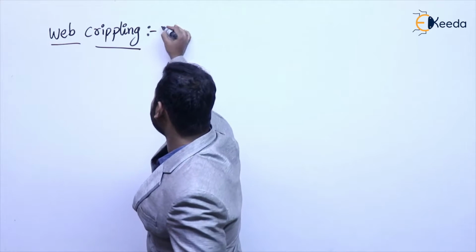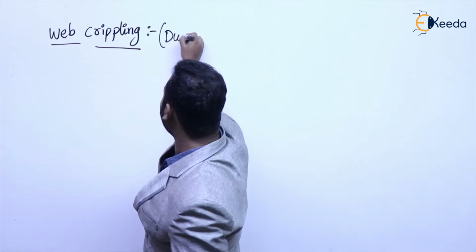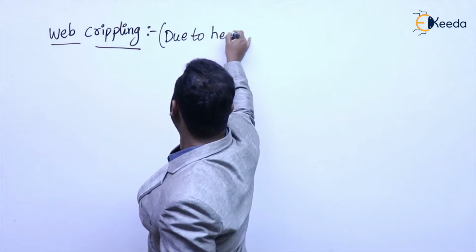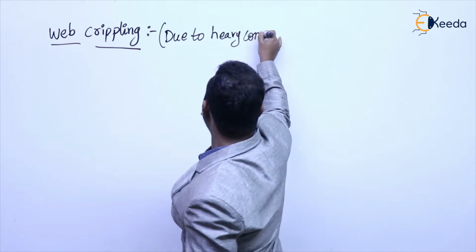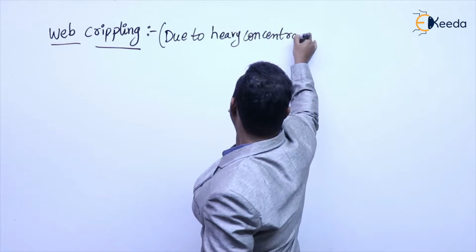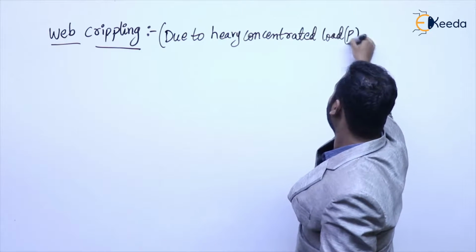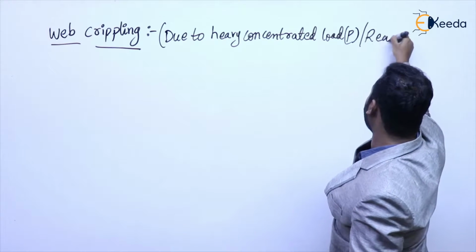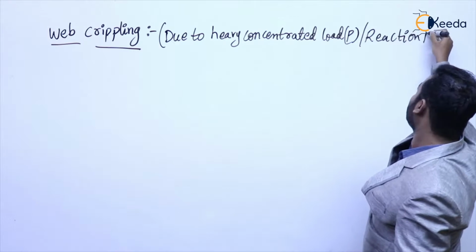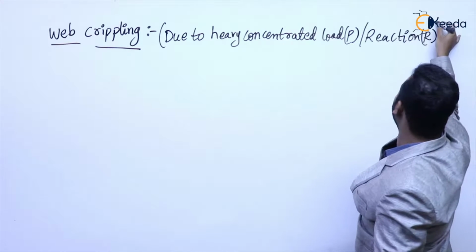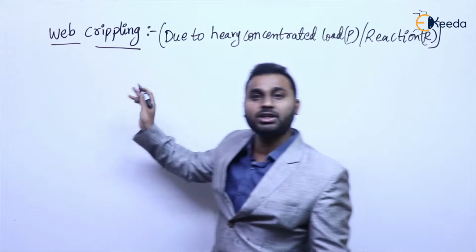Okay, web crippling. First let us see the main reason or cause for this web crippling. It is due to a heavy concentrated load P, or due to the reaction R at the support. Is that okay? So this is the main cause for web crippling.